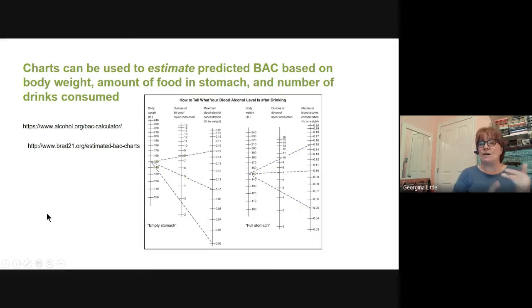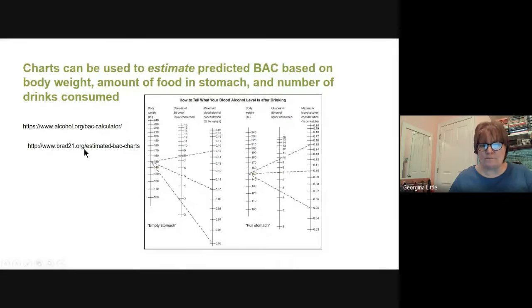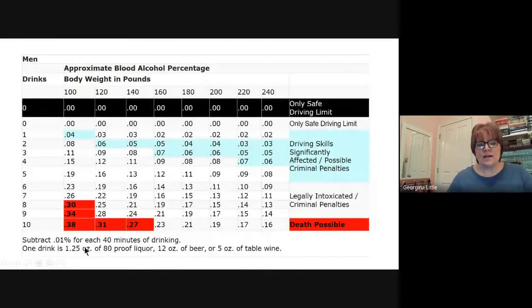So it's based off of how much food you've eaten, your body weight, how much you've drank, and how much time has gone by. On this next page, I have the chart from the Brad 21 organization. They have one for men and one for women, but rather than making two slides, I just made one for the men's.